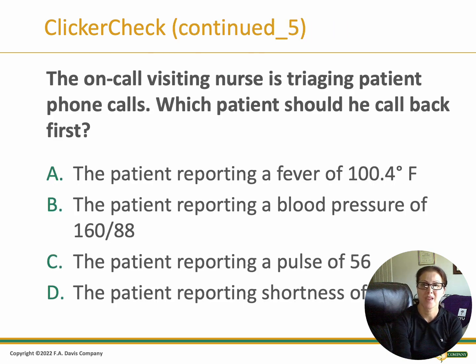Last question. The on-call visiting nurse is triaging patient phone calls. Which patient should they call back first? A patient who reports a respiratory rate, a patient who reports a fever of 100.4, a patient who reports a blood pressure of 160/88, a patient who reports a pulse of 56, or a patient who reports shortness of breath.